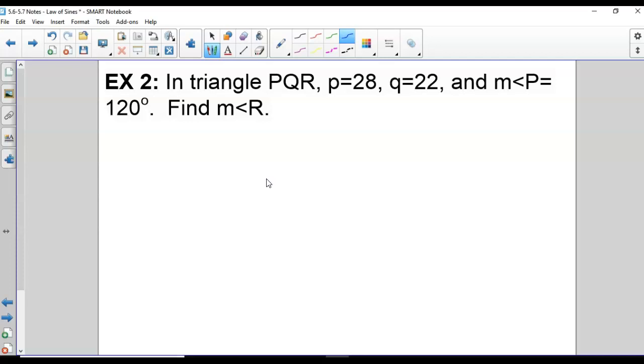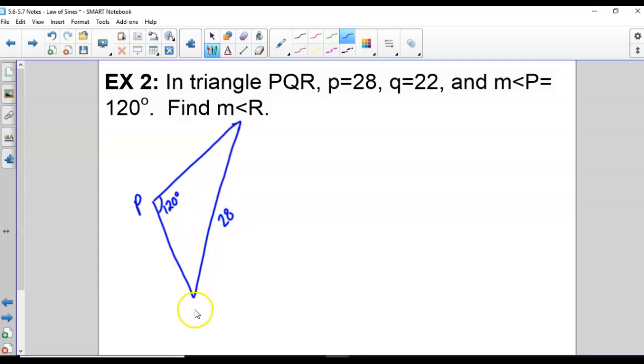Okay, so in triangle PQR, P is 28, Q is 22, measure of angle P is 120 degrees. So I'm going to draw myself a triangle for this. You don't necessarily have to, but I'm going to. I'm going to call this P right here because I'm going to make that my 120 degrees angle. So if this is 120, side P has to be across from it. So that's my 28. And then the Q and R, it doesn't really matter. I'm going to put my Q right here and my R right here. So that means this side right here is 22.